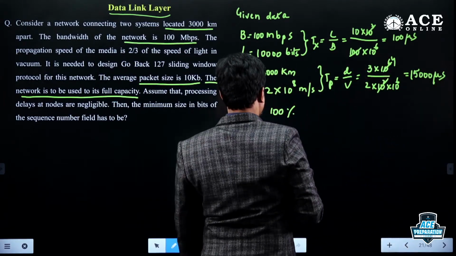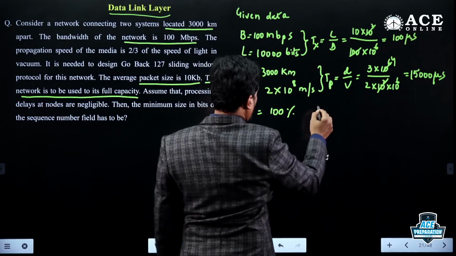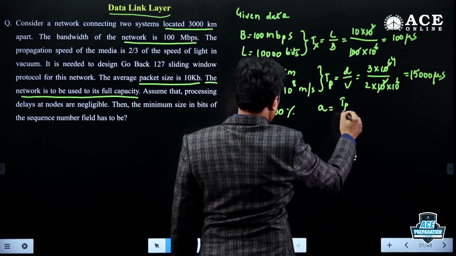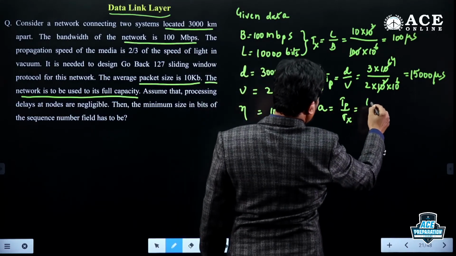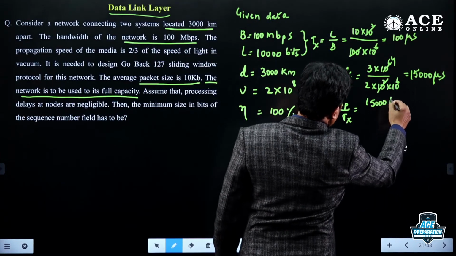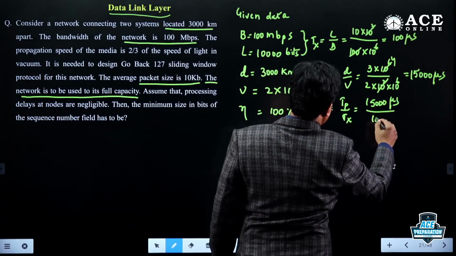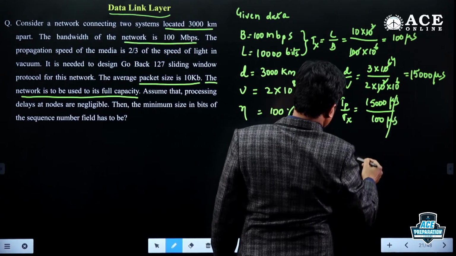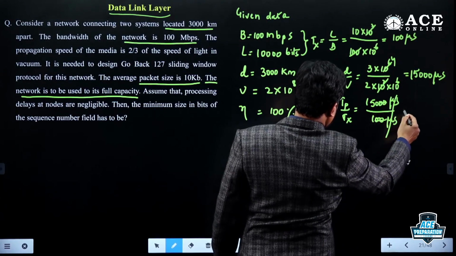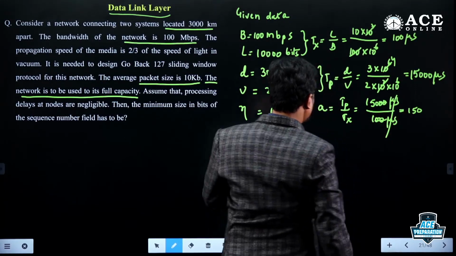Right. So then Tx is ready, Tp is ready. I can calculate the A value. So what is A? Tp by Tx. So Tp is 15,000 microseconds by Tx is 100 microseconds. So this cancels, this cancels. I am getting 150.